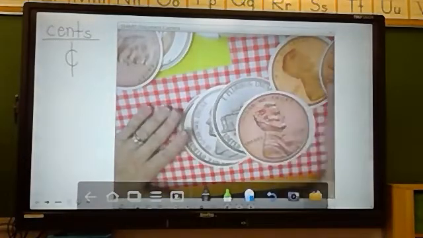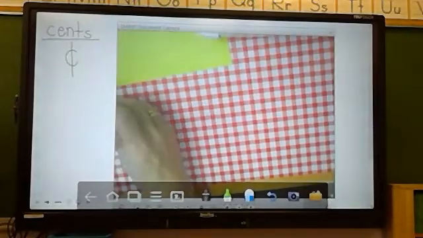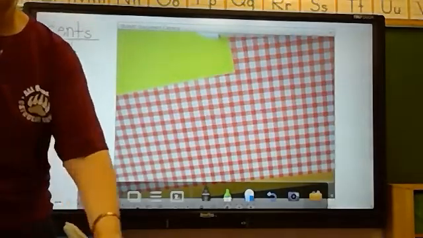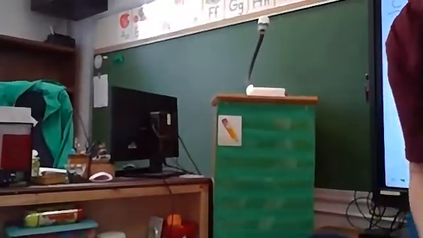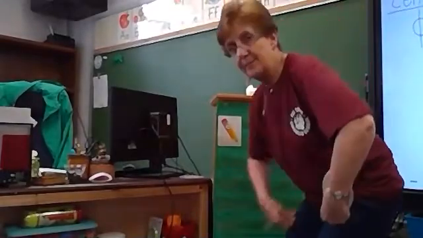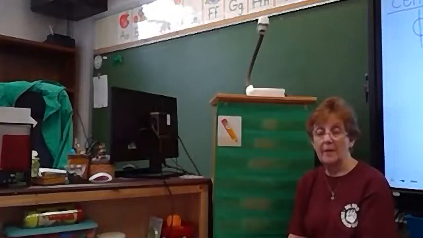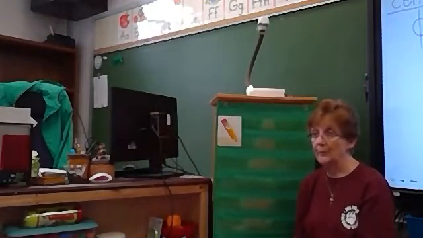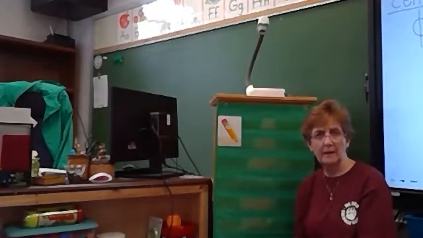Okay, now I have a store set up here. We're going to look at the first item in my store that we can buy. And let's make sure that you guys can see my pocket chart. Right? And in my pocket chart, I have a pencil. And to buy that pencil, I must have 8 cents. So, 8 cents. What does 8 cents look like?